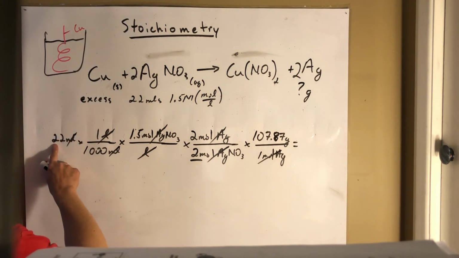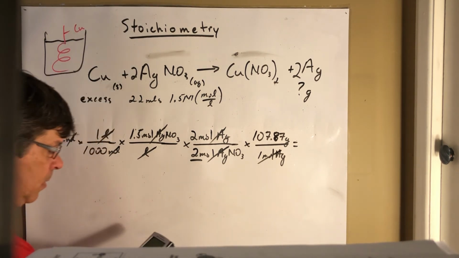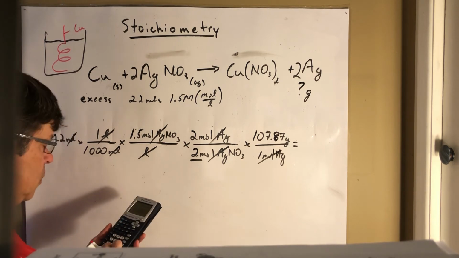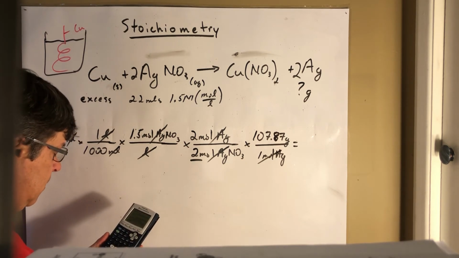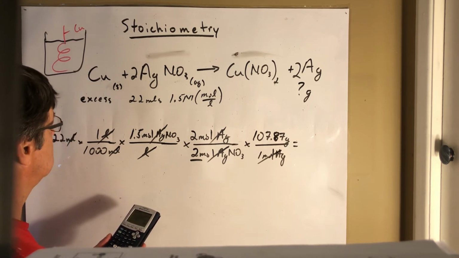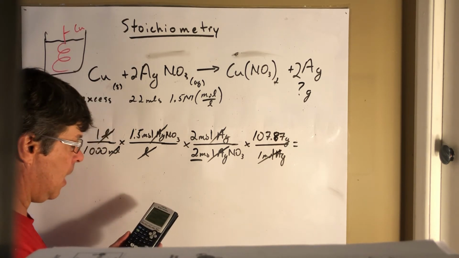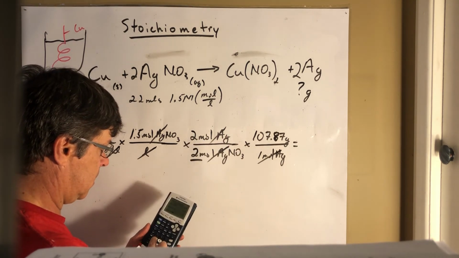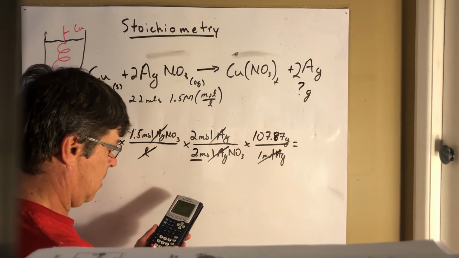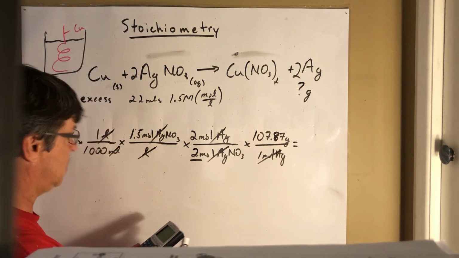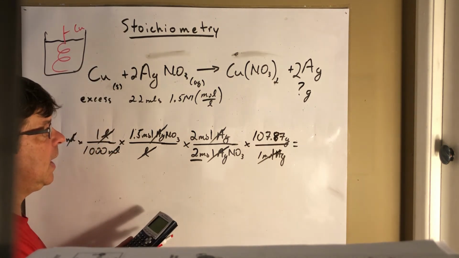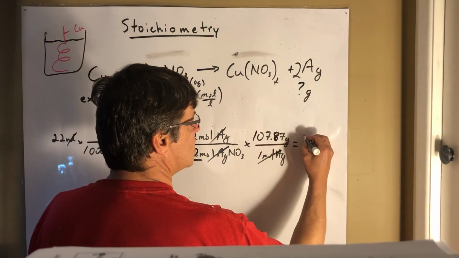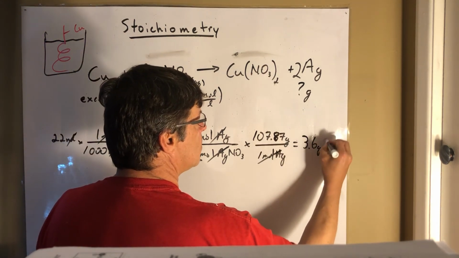2 sig figs again. Seems like we're always using 2 sig figs. So we get 22 divided by 1,000 times 1.5, see what that equals, and then times 107.87. We're going to round that to 2 sig figs. So we're not rich, but we're going to get 3.6 grams of silver.